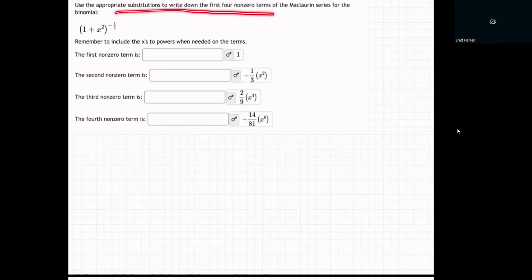Use the appropriate substitution to write down the four non-zero terms from the Maclaurin series binomial. See, this is a binomial. It has two terms, one, two, like bicycle, two tires. This is a binomial to a power. How do we do that? Well, that's in the notes.